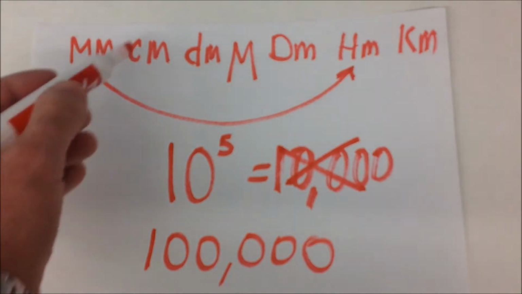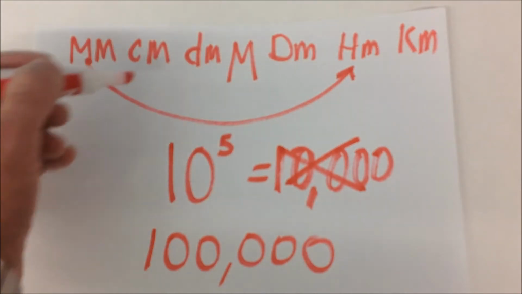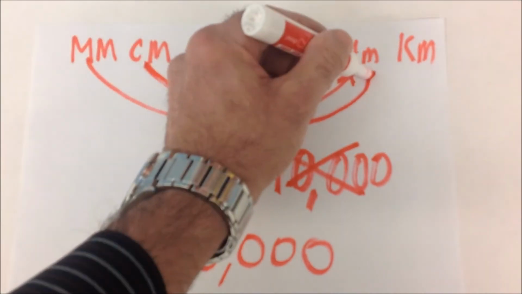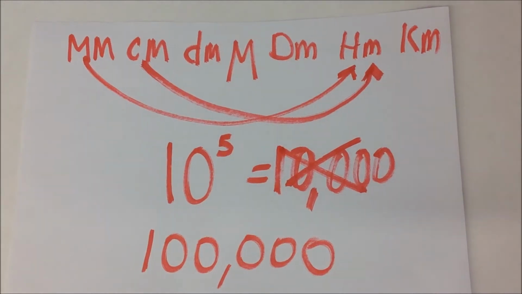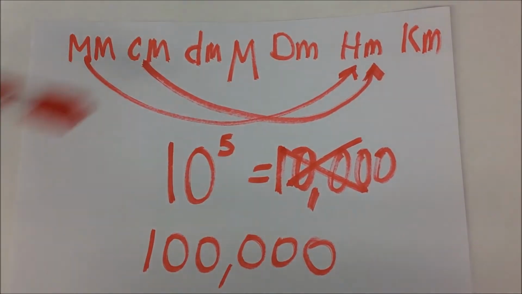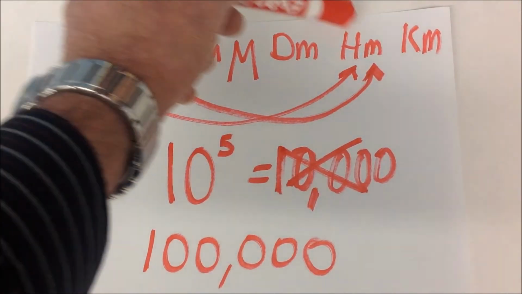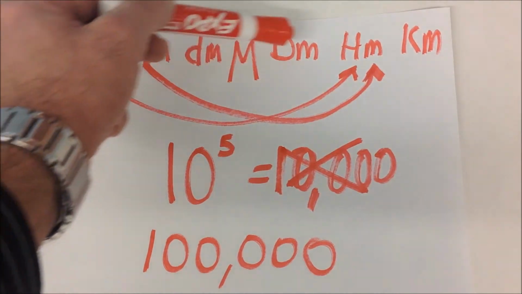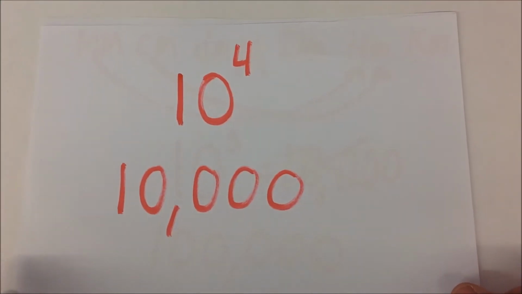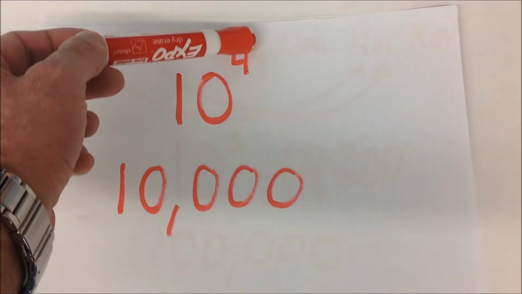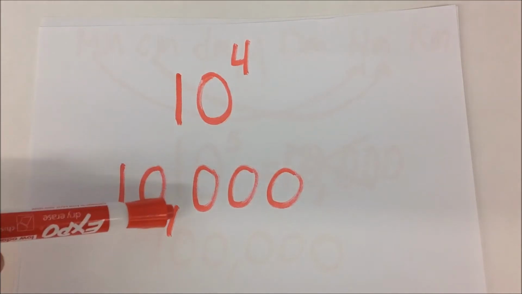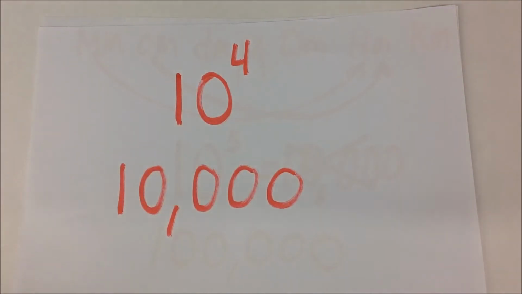How many centimeters do you think are in a hectometer? You try. Okay, so again, if you count from centimeters to hectometers, 1, 2, 3, 4 spaces, that's 10 to the 4th power. Remember, metric is all based on the powers of 10. And the exponent tells us we should have 4 zeros. 10,000. There's 10,000 centimeters in 1 hectometer.